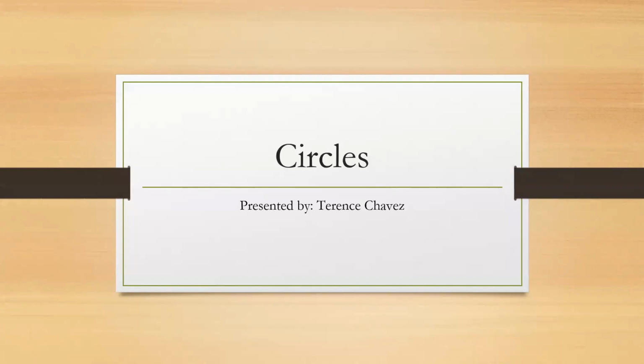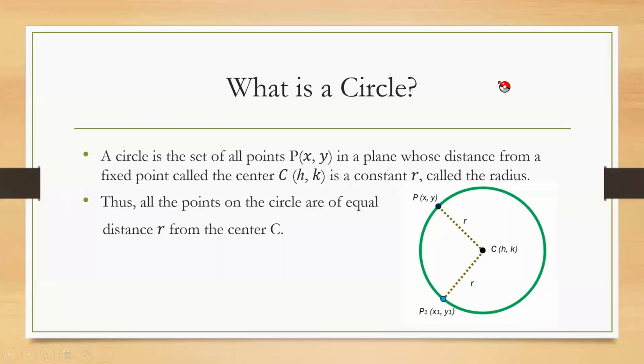This presentation will cover the lesson 2 of STM 111 Pre-Calculus Circles. We begin by defining what is a circle. A circle is the set of all points P(x, y) in a plane whose distance from a fixed point called the center C(h, k) is a constant r called the radius. Thus, all the points on the circle are of equal distance r from the center.